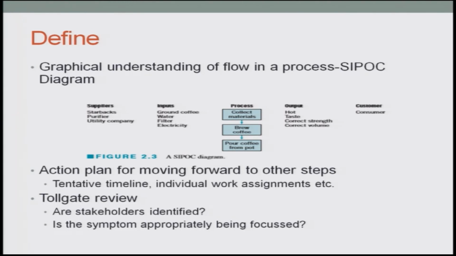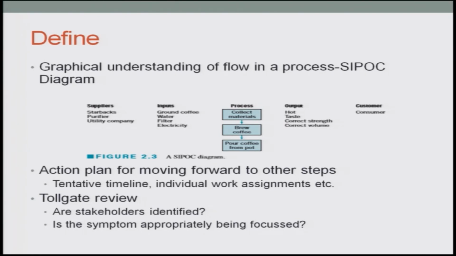It would have the utility company who provides the electricity, the water, and the goods which are to be added on in order to make the overall service or product which I want to give to the customer. So, the inputs would be the ground coffee, the water, the filter, the electricity. Then the actual process would be: I collect the materials from the vendors, brew the coffee, pour coffee from the pot and give it to the customer.